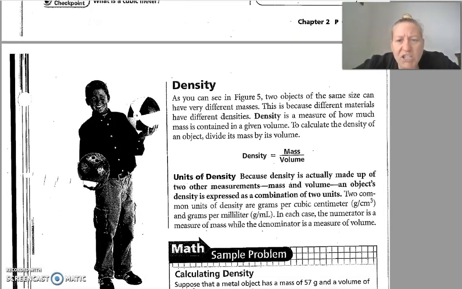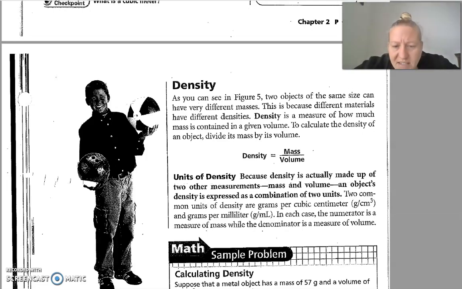Density. As you see in figure 5, 2 objects of the same size can have different masses. This is because different materials have different densities. Densities measure how much mass is contained in a given volume. To calculate the density of an object, divide its mass by its volume.